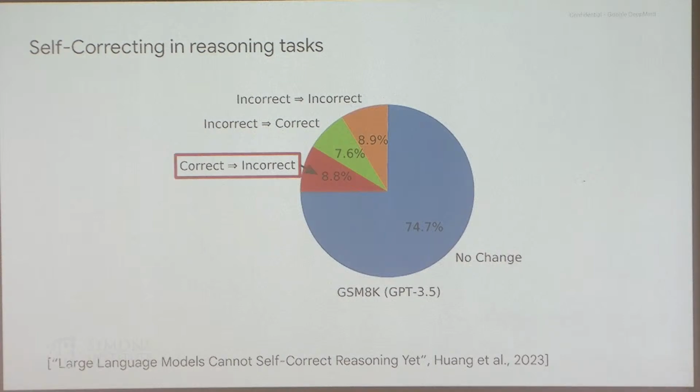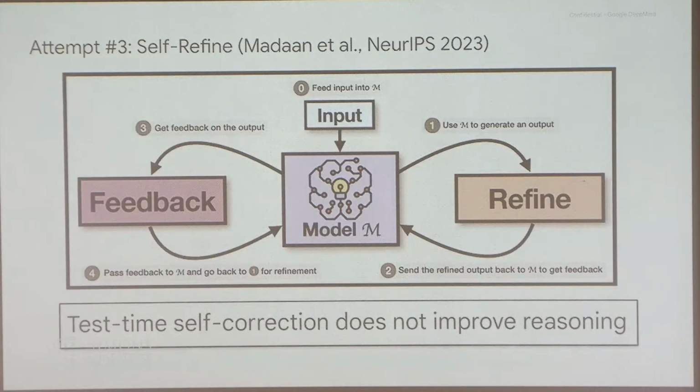And the number of cases where an initially correct answer was turned by the self-refinement loop into an incorrect answer was greater than the number of cases where, as we kind of wished for, an initially incorrect answer would become a correct answer. So overall, the final accuracy on the entire test set either didn't change or decreased. So the conclusion here was that test time self-correction does not improve reasoning unless we have some kind of an external signal that can tell us whether the answer is correct or not.